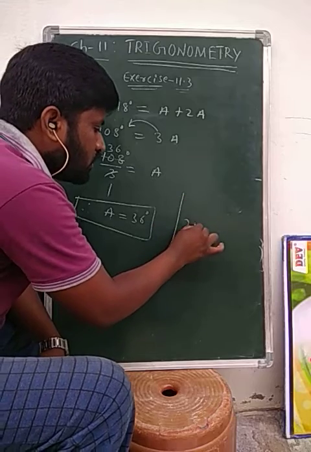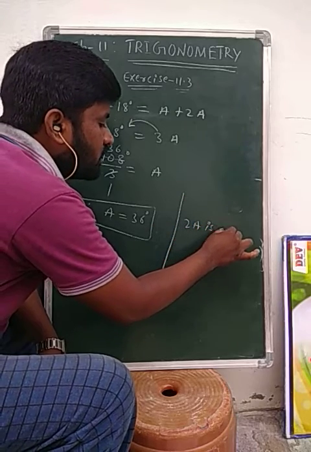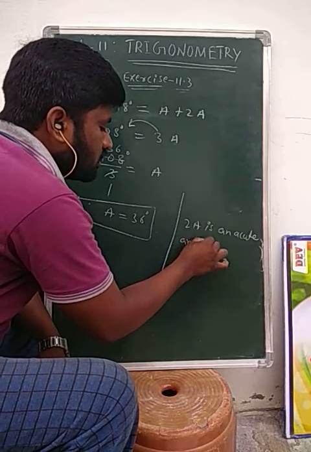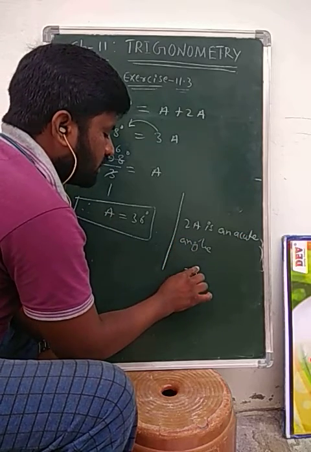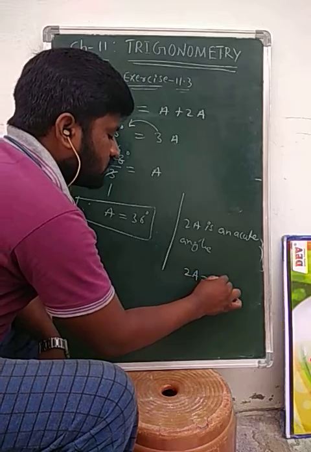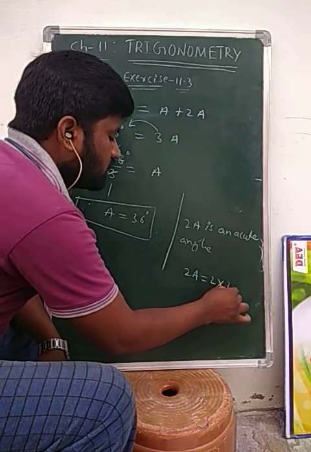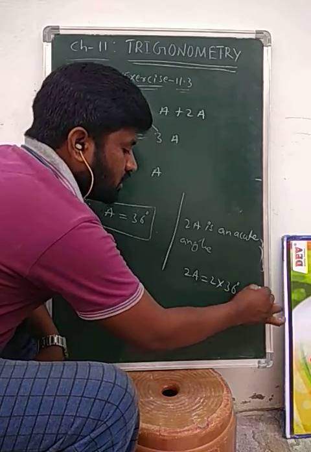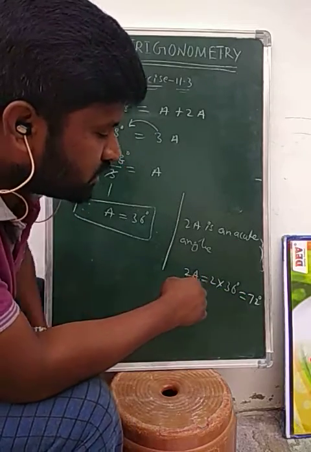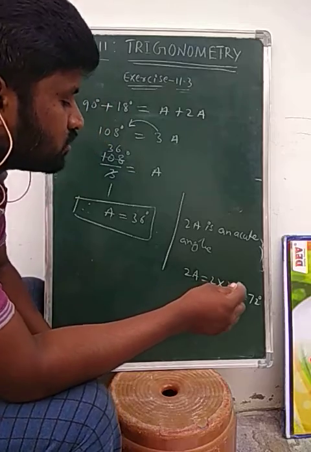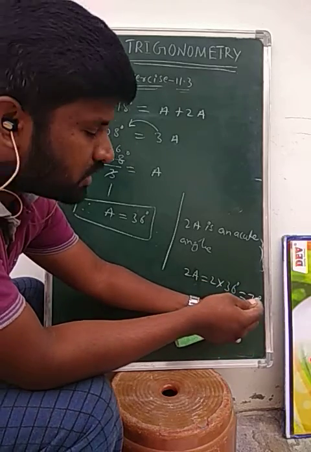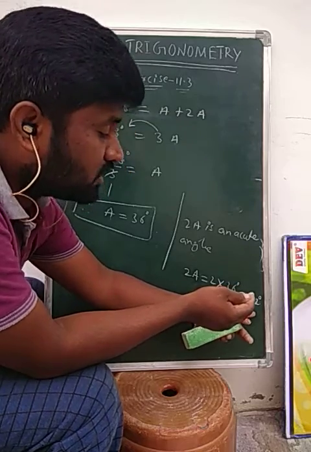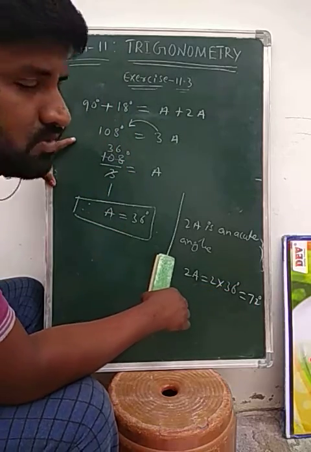Already given, 2a is an acute angle, that is nothing but 2a is equal to, 2 into a means what? 36 degrees. 2 into 36 degrees means 72 degrees. So 72 is an acute angle only. It measures in between 0 and 90. So this is the required answer for this question.